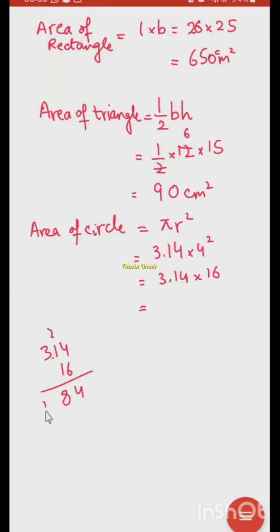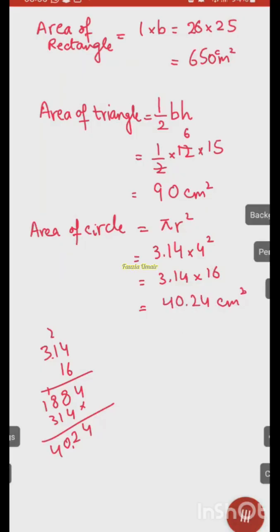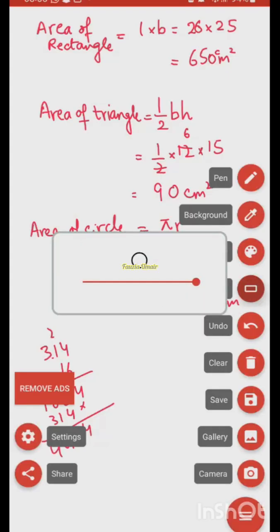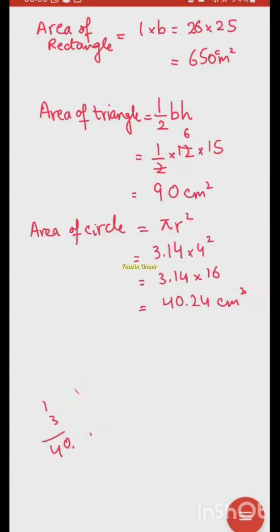So 6 threes are 18, or 314, right? So this is 12 and this is 10, and we will put back the decimal here. So it is 40.24. Please tell me if the calculation is wrong or not. Is it correct or not? So I will just erase it.